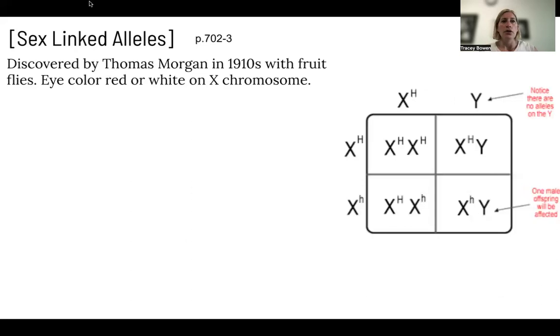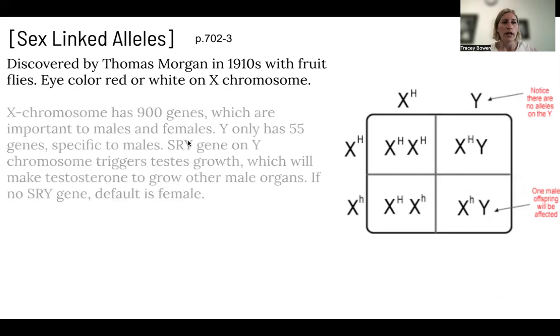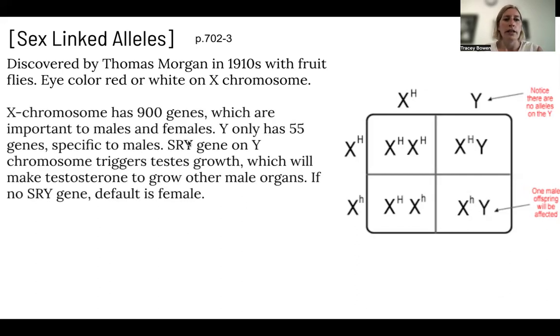All right, so sex-linked traits. This was discovered by Thomas Morgan in the 1910s with fruit flies. So eye color is red or white in fruit flies, and it's on the X chromosome. And so the X chromosome has about 900 genes, and this is in humans, which are important to males and females. And the Y gene, this is again in humans, this is not fruit flies.